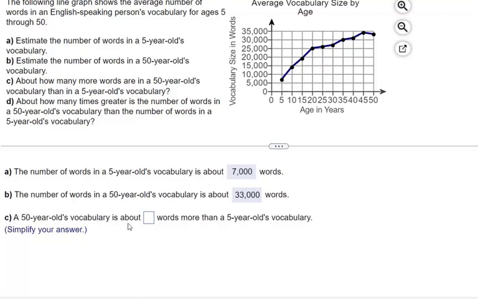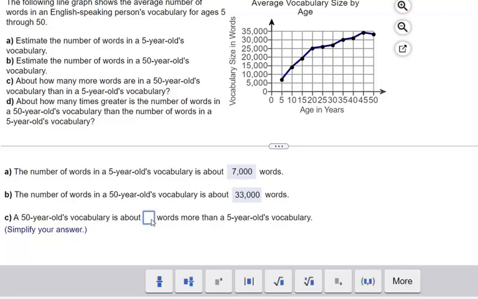A 50-year-old's vocabulary is about how many words more than a 5-year-old's vocabulary? So we can just find the difference between these two, right? 33,000 subtracted by 7,000. Let's see. So 26,000.